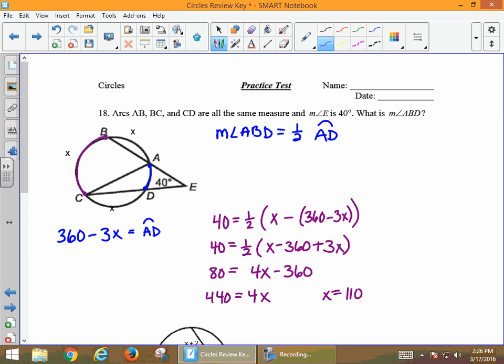So that means this is 110, and this is 110, and this is 110. And 110, 110, and 110 would be 330, which means this little arc in here has to be 30 degrees to make it 360. So the measure of angle ABD, as I stated right at the beginning, is half of arc AD. Well, AD is 30. So that is half of 30. And half of 30 is 15 degrees. So the measure of angle ABD would be 15 degrees.